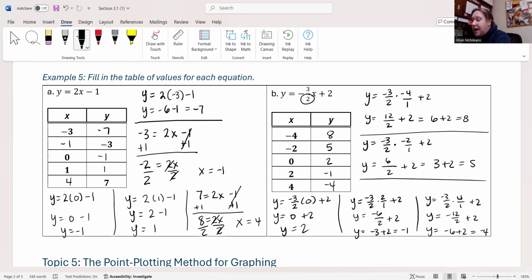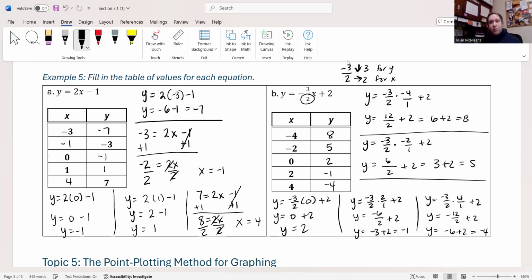But then notice what's happening with my y's. I went from 8 to 5, which is subtracting 3. 5 to 2, which is subtracting 3. 2 to negative 1, which is subtracting 3. And negative 1 to negative 4 is subtracting 3. So if I look at my slope, I had negative 3 over 2. Well, that shows me that I'm dropping 3 for y every time I increase x by 2.